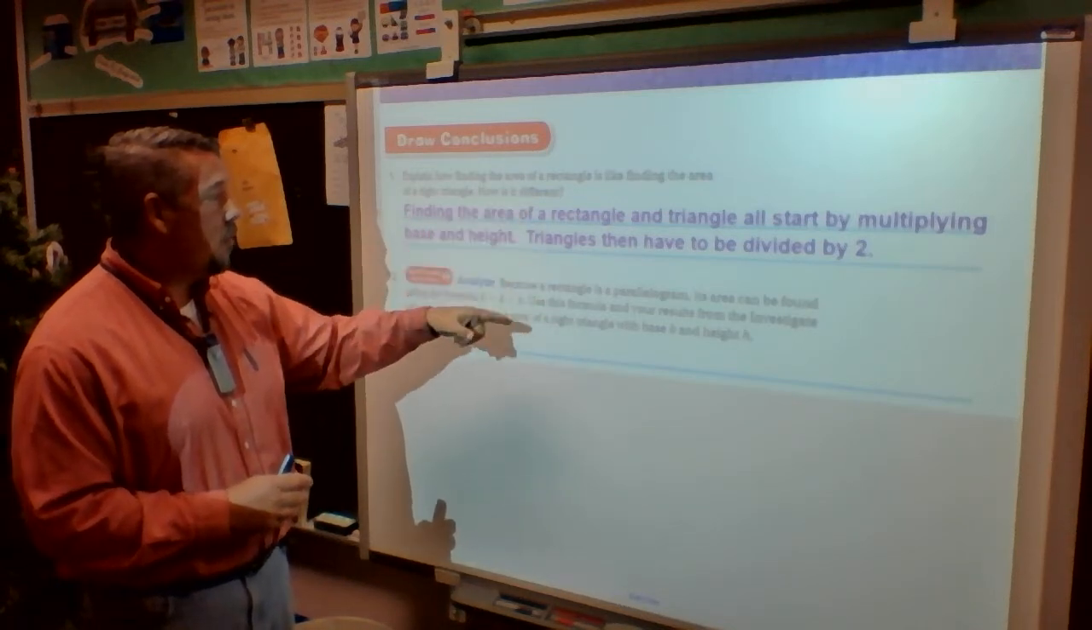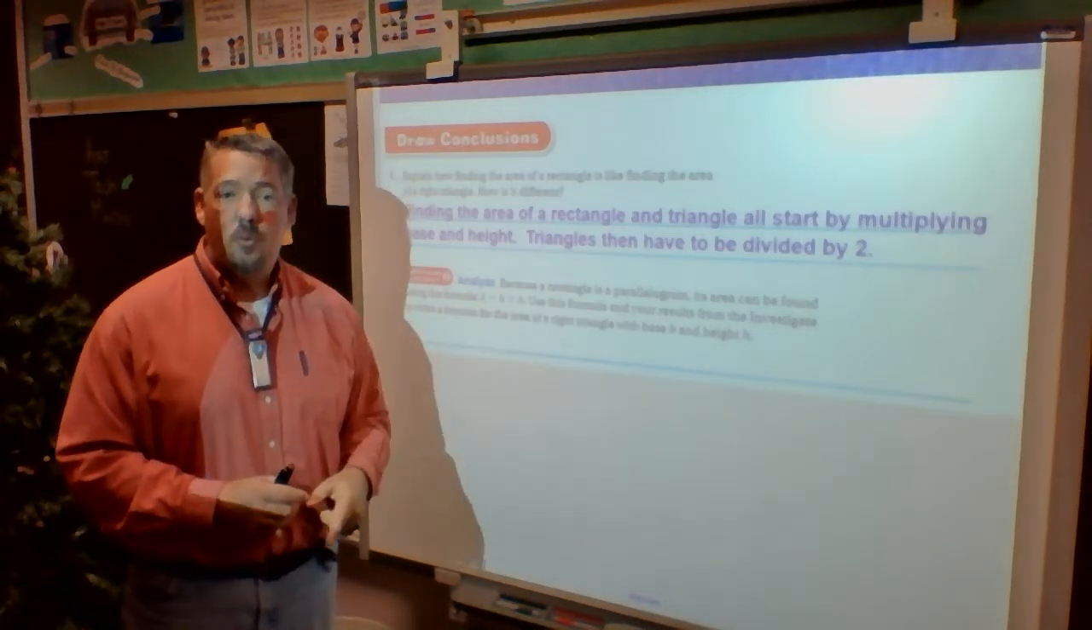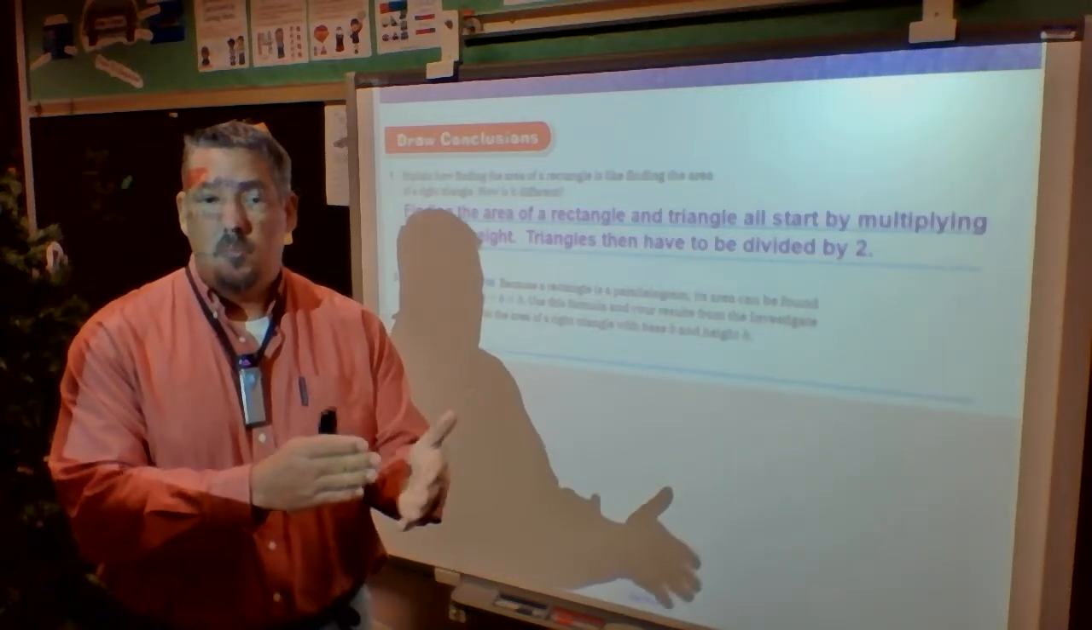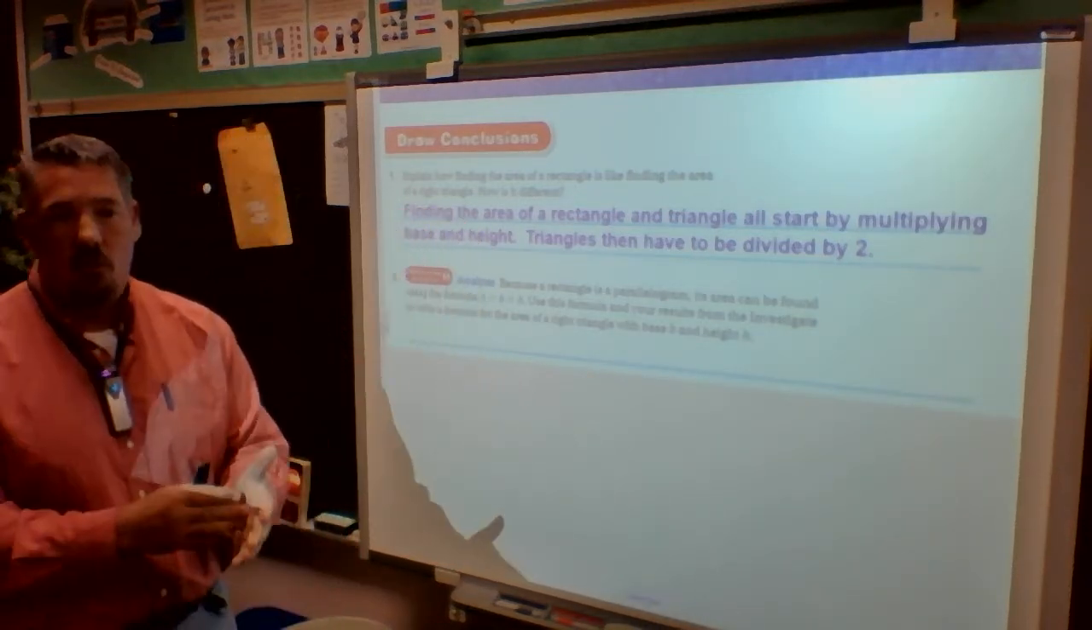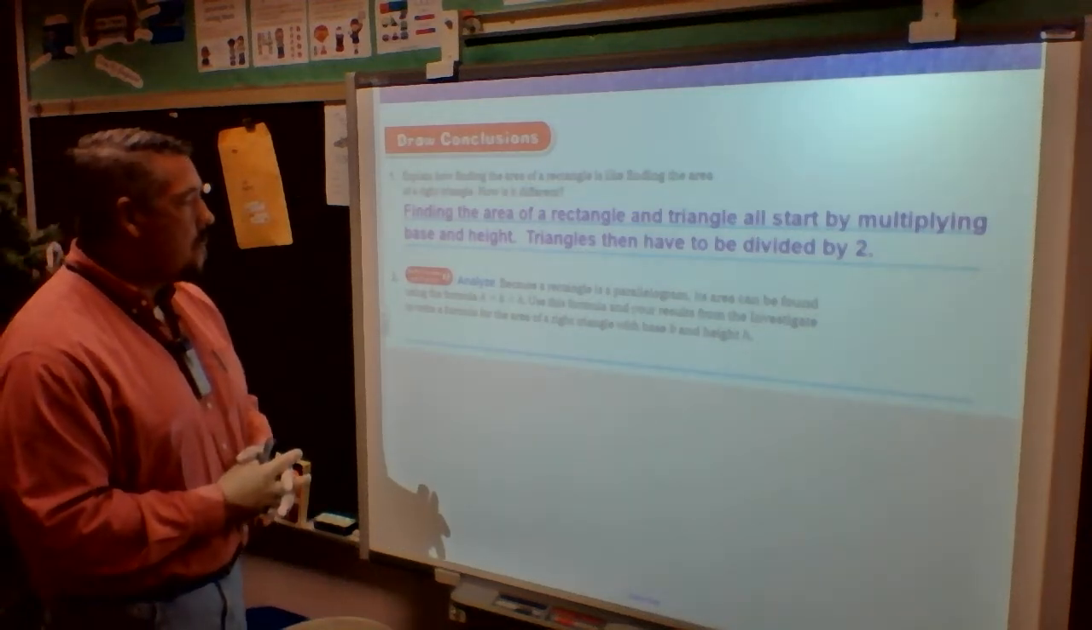Well, how are they different? Well, the triangles then have to be divided by 2, because a triangle is always going to be half of that parallelogram, quadrilateral, rectangle, square, depending on what shape you have.